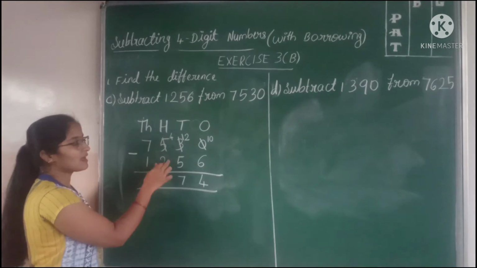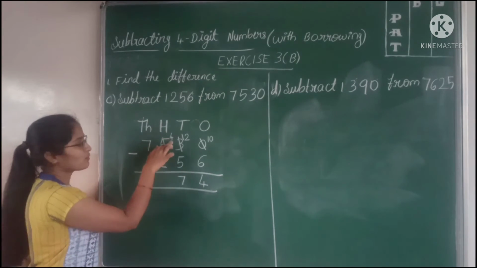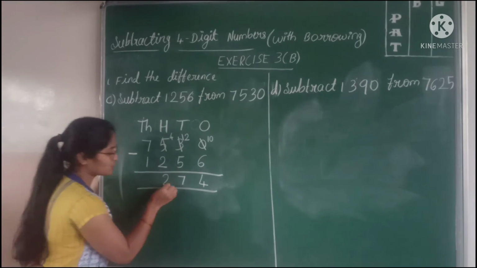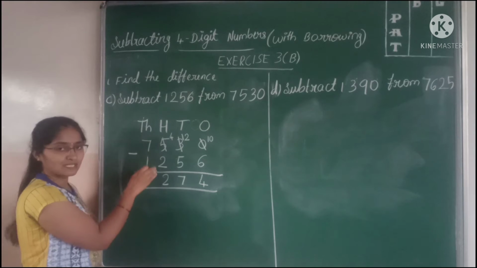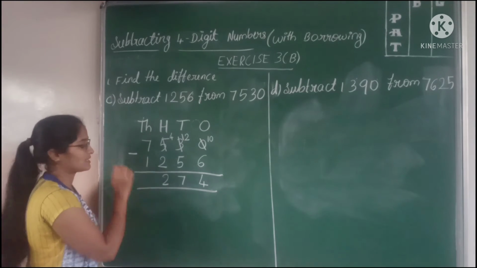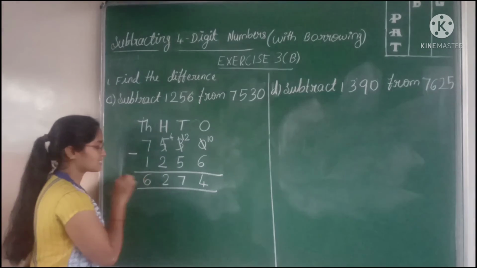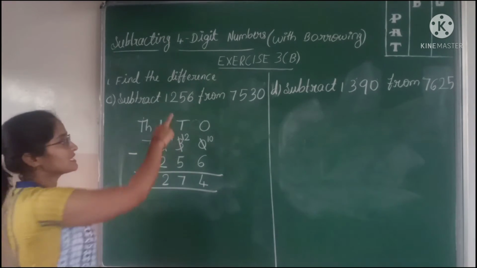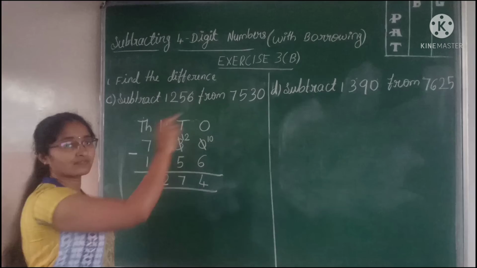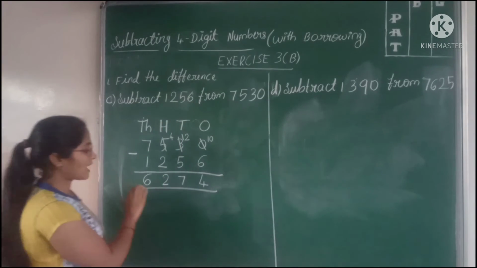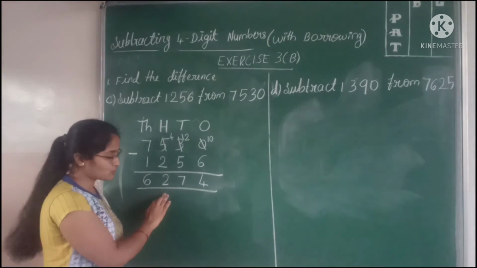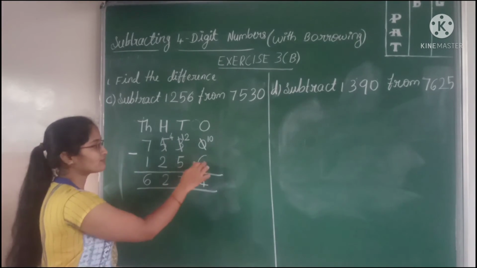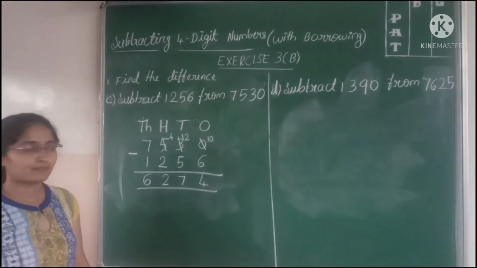Next, subtract the hundreds place, that is 4 minus 2. 4 minus 2 is 2. Next, the thousands place number, that is 7 minus 1. 7 minus 1 is 6. So, when we subtract 1256 from 7530, we got the answer as 6274. And this is the difference of these two numbers.